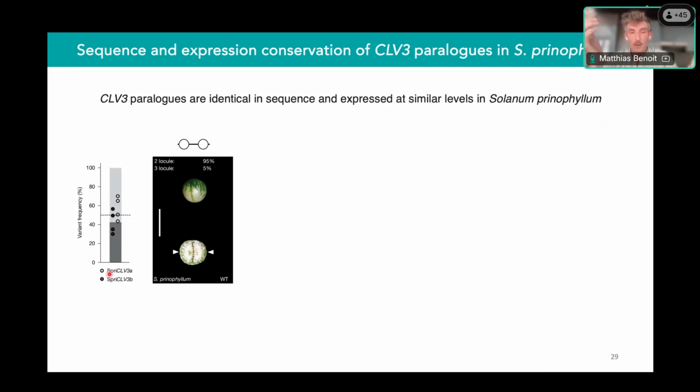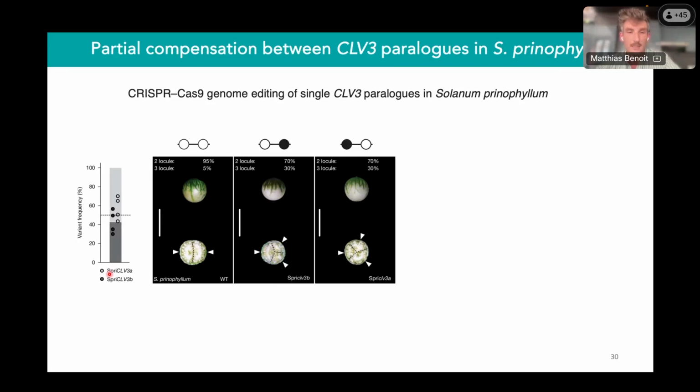So based on that, our prediction would be that if we inactivate one of the two copies, the second copy should be able to rescue the phenotype and compensate for the loss of the first copy. We tested this by inactivating one copy or the other. And here are the results. We're expressing the results in terms of the number of locules, which is a proxy for fruit size.